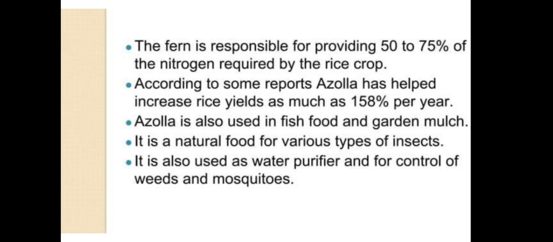Azolla is also used in fish food and garden mulch. It is a natural food for various types of insects. It is also used as a water purifier and for control of weeds and mosquitoes.